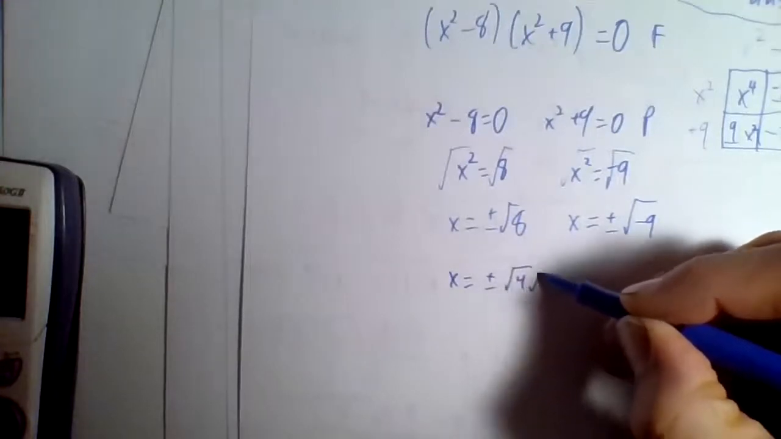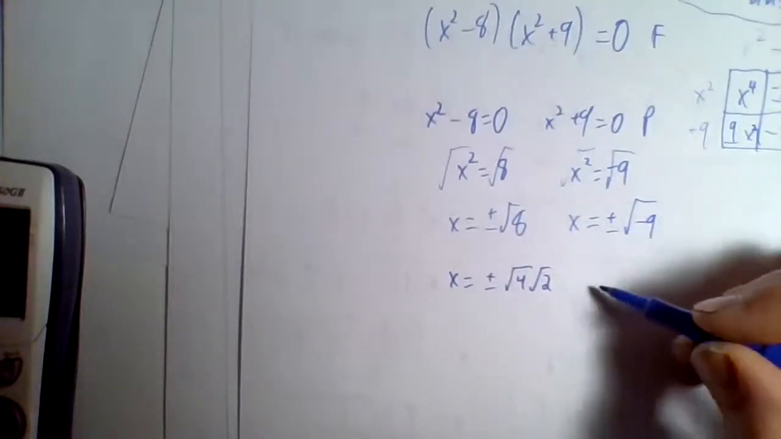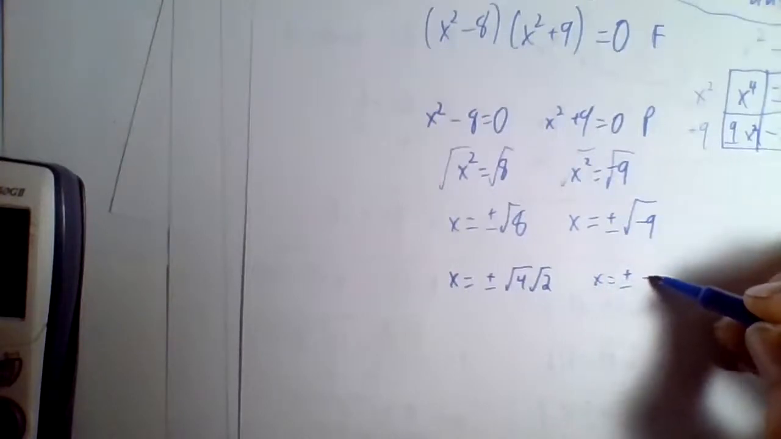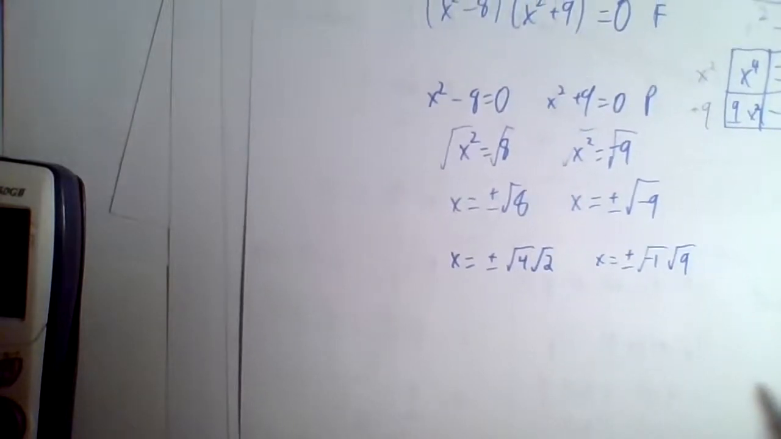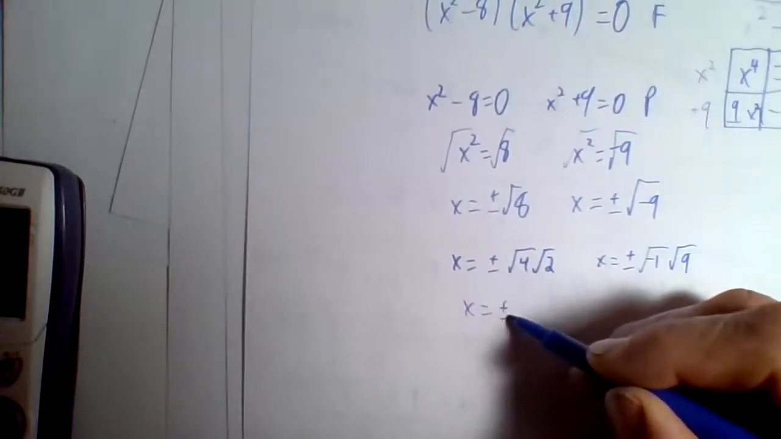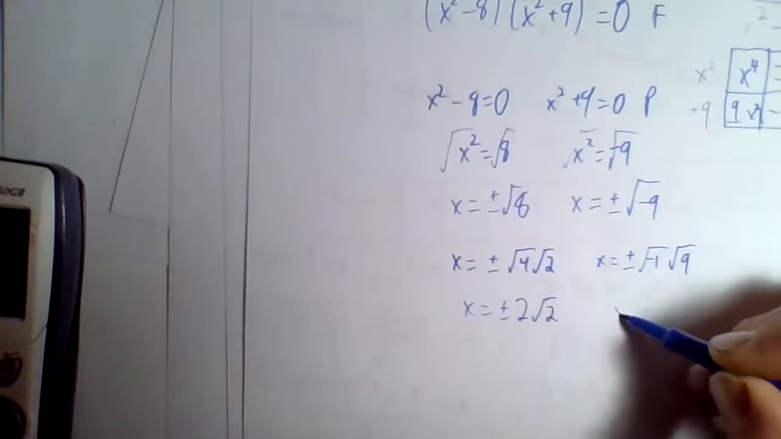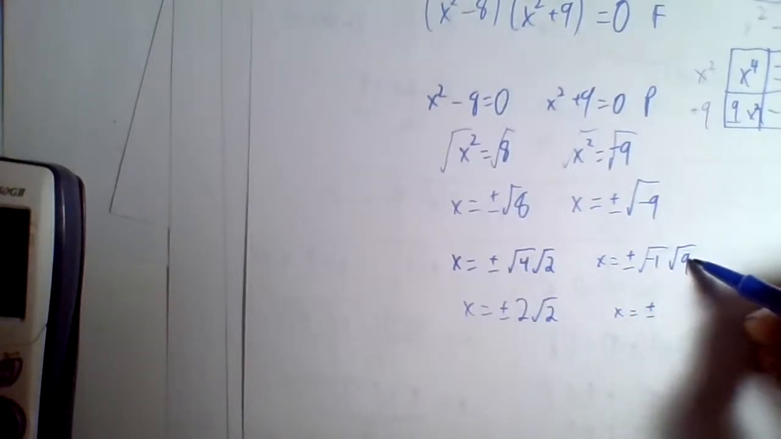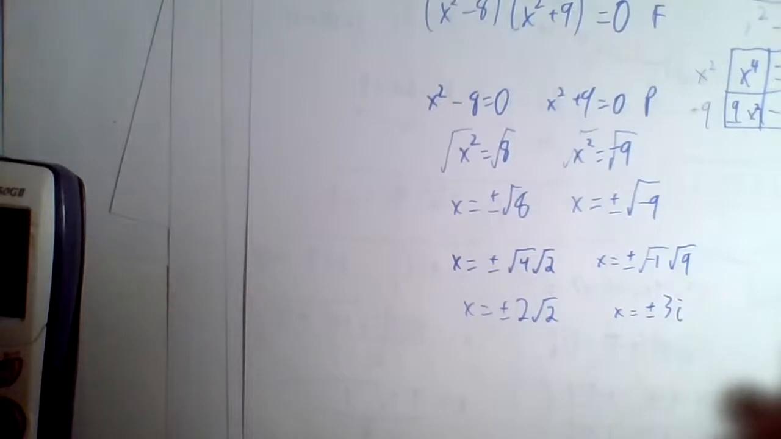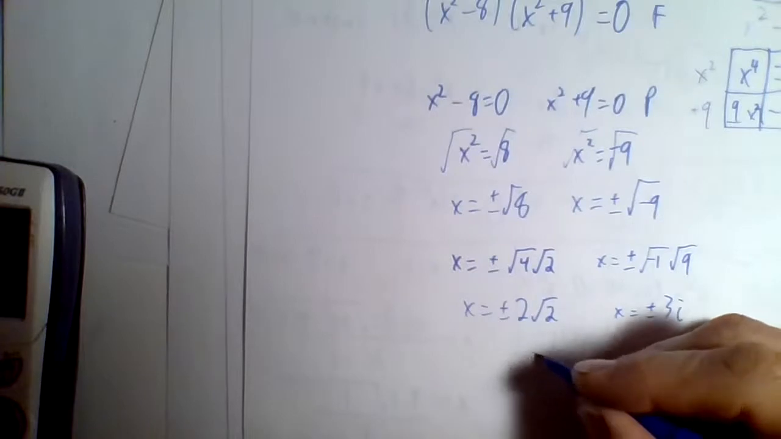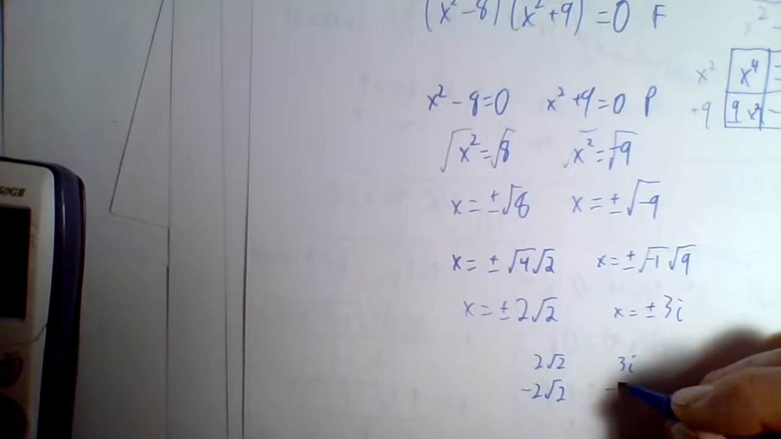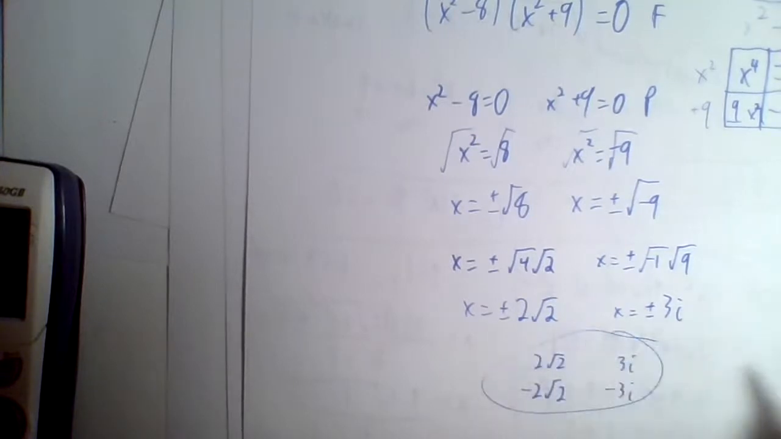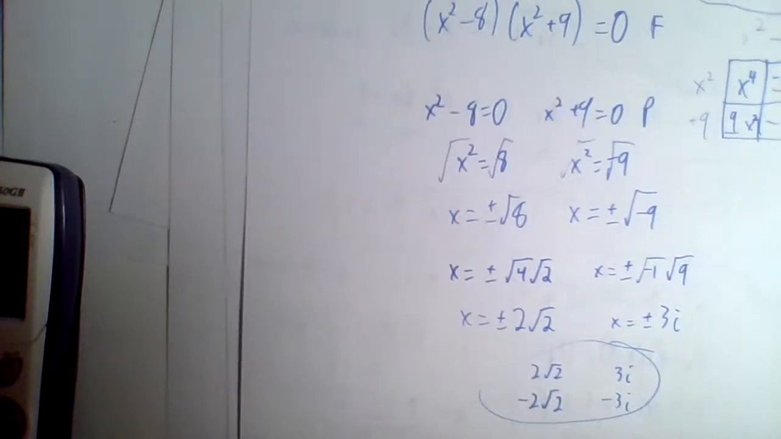This is 4 times 2, because 4 is a perfect square. And this is negative 1 times 9, and 9's a perfect square also. That's all going to come out nice. So this is plus or minus 2 radical 2. And this is plus or minus i times 3, or I would write it as 3i. So there are really 4 answers there: 2 square root of 2, negative 2 square root of 2, 3i, and negative 3i. x could be any of those things, and they all should work in the original equation.